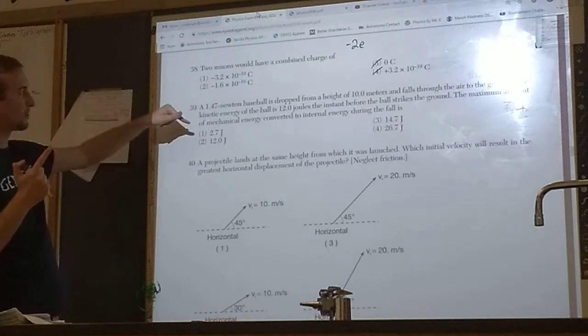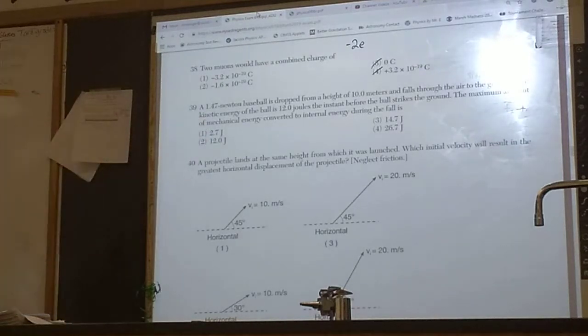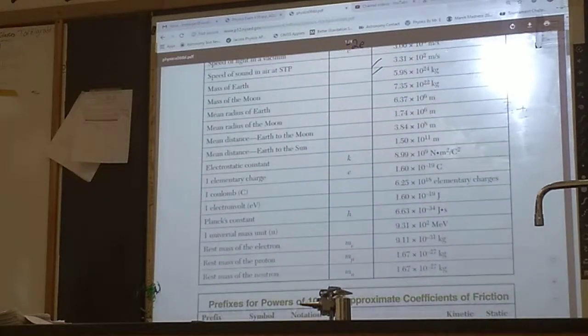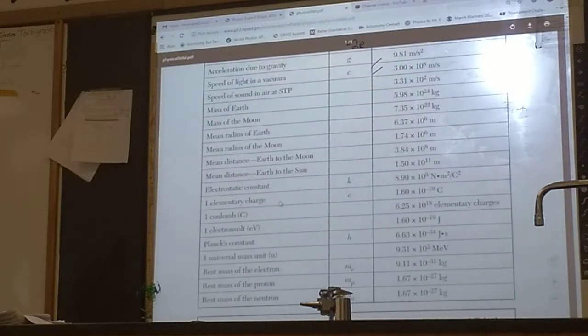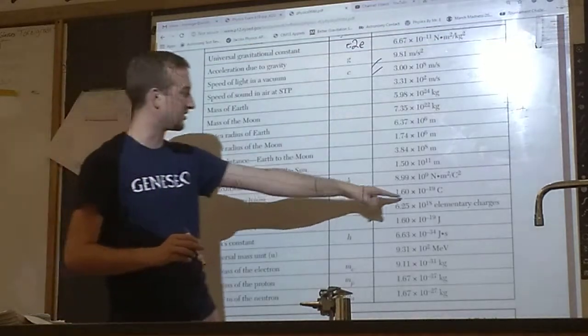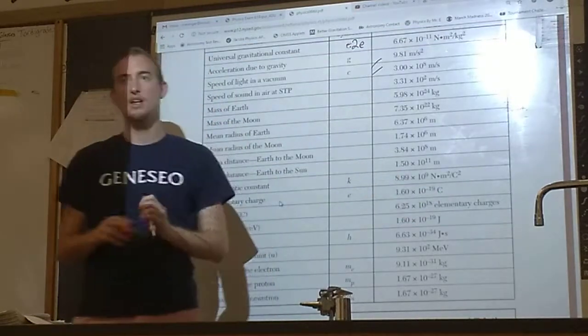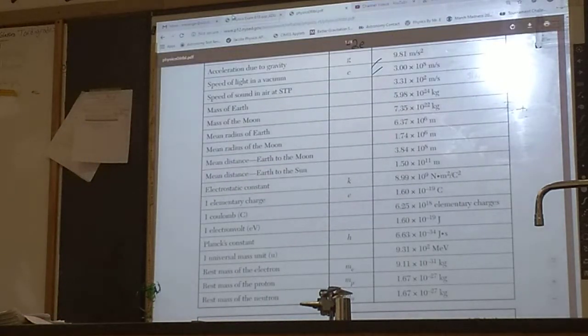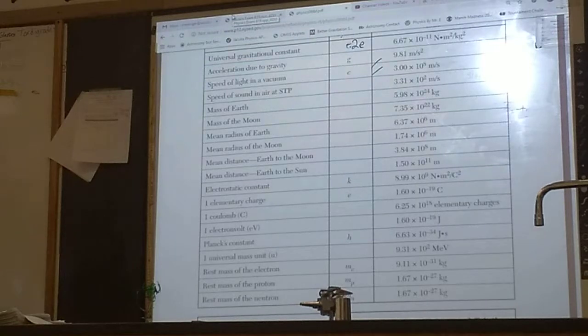We know 1 electron, if you look on the reference tables, I'll even go to it right now, 1 electron has a charge of, the same as an elementary charge, 1.6, where is it? 1.6 times 10 to the negative 19th C, okay? That would be 1 electron, would be negative 1.6 times 10 to the negative 19th C. If you have 2 electrons, it should be twice as much.